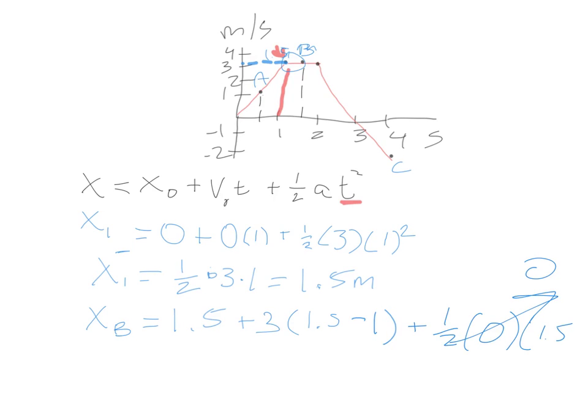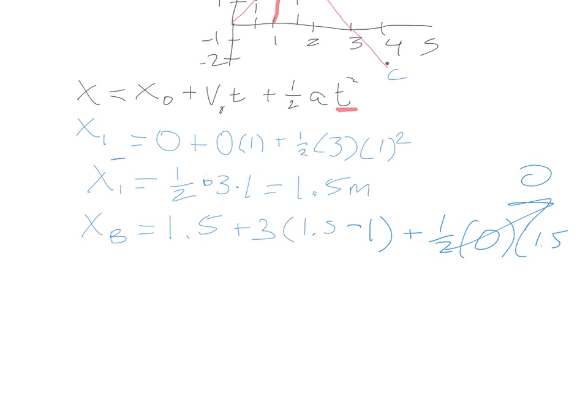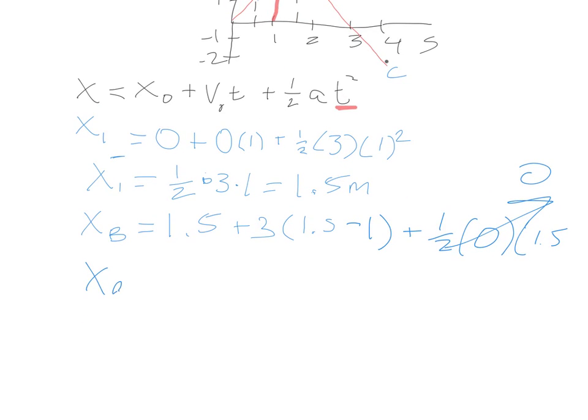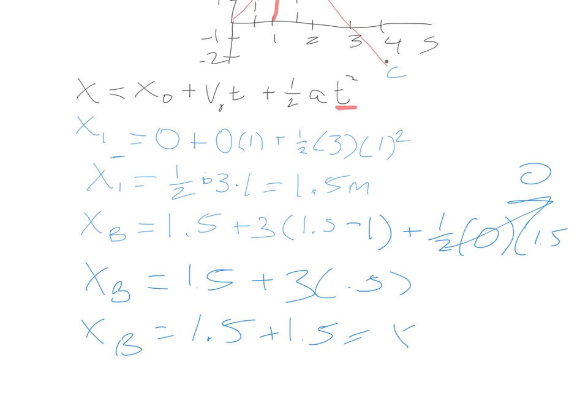And so that's why for xb, or the position at B, you get 1.5 plus 3 times (1.5 minus 1), which is 0.5. 3 times 1/2 is 1.5. Sorry, I'm using my finger and so it's a little weird. And that's why they get that the x position at B is 3 meters. At least they should have, did they? Woo, I didn't mess that up. Great. So that's the x position at B.